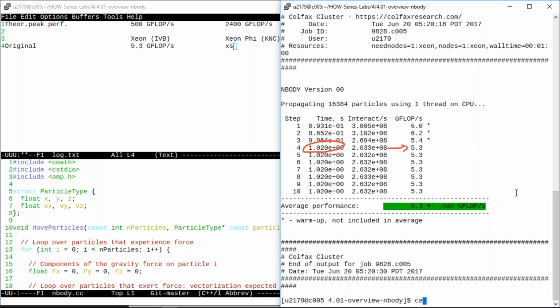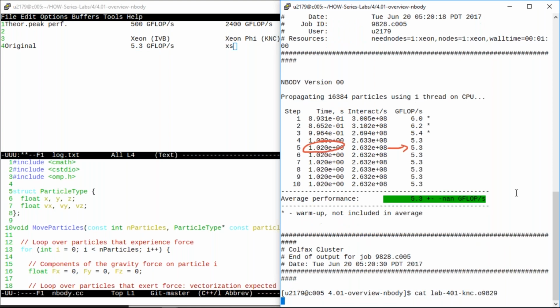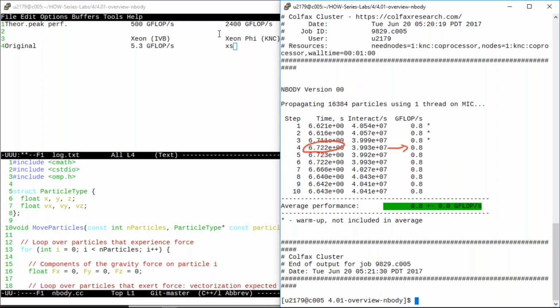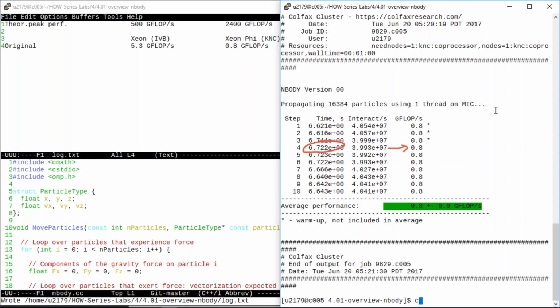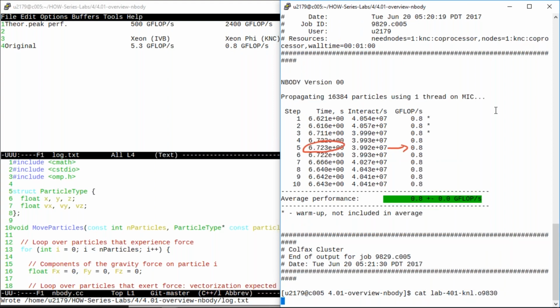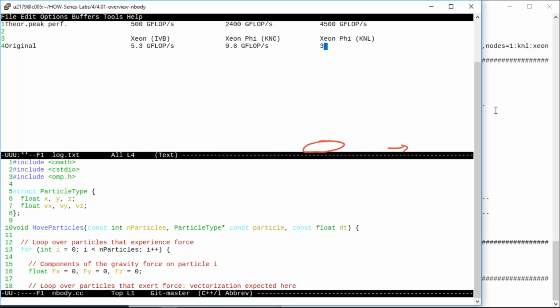And KNC gives me 0.8 gigaflops per second. Well, 0.8 is completely miserable. How about KNL? KNL, we get 3.6, so better than Knights Corner, but worse than Ivy Bridge.